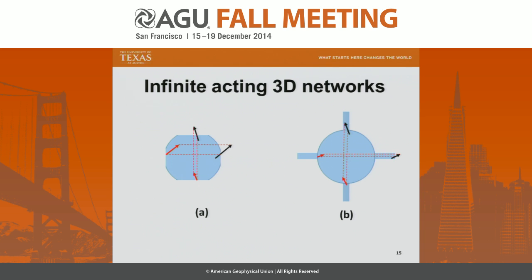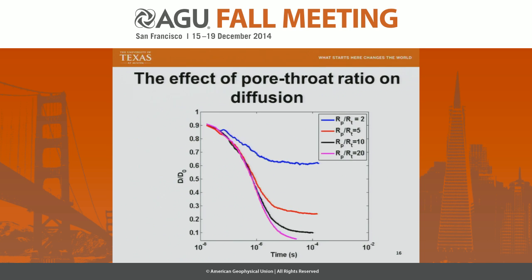We implemented a continuous time random walk algorithm. The networks are infinite acting. And what we observe is that up to pore-throat ratios of 10, the NMR response is significant enough to detect the existence of those throats. So if, say, the pore size is 50 nanometers, then I can tell the existence of a throat down to the size of 5 nanometers in in situ conditions. And that's pretty interesting.